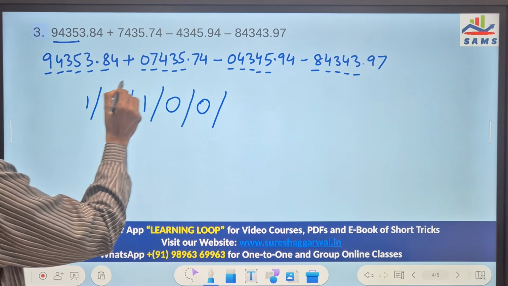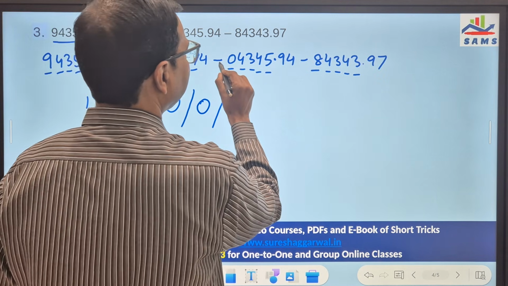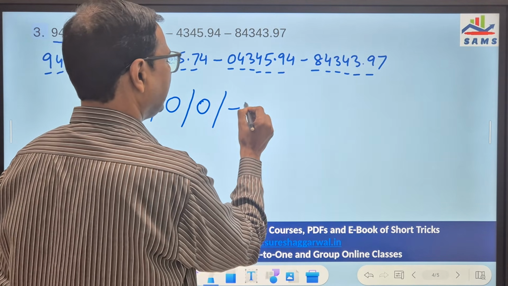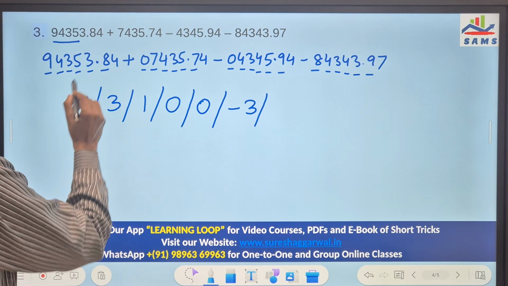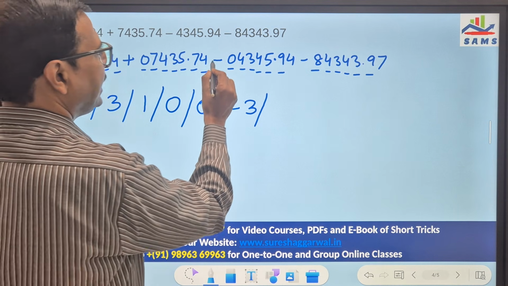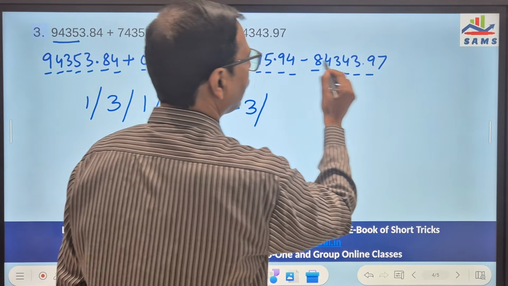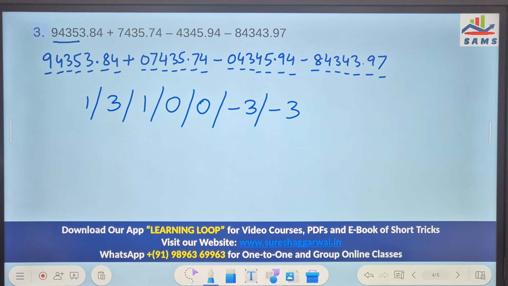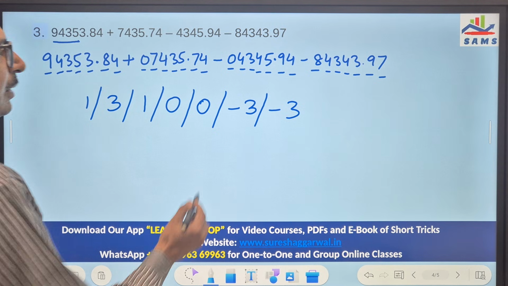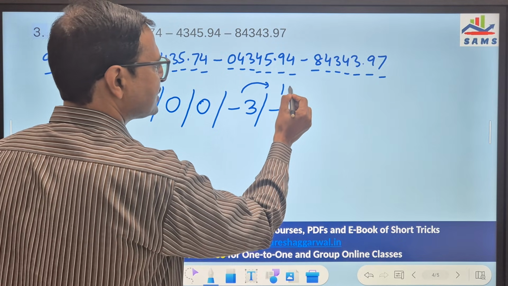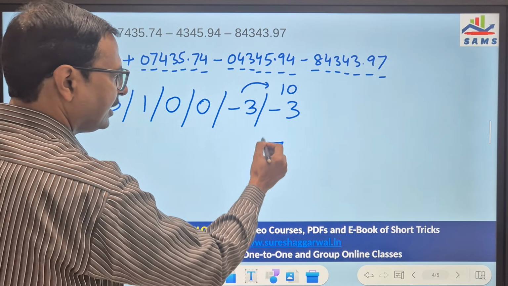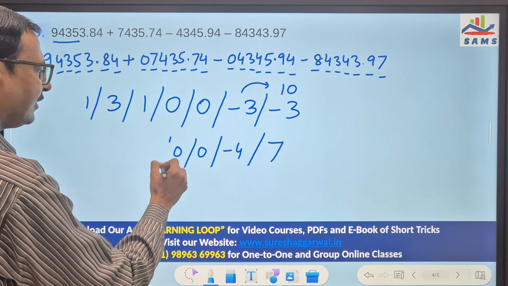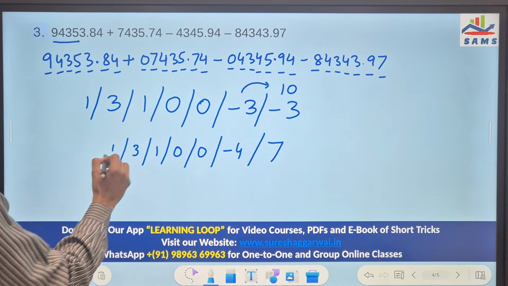Then we have 8 plus 7, 15. 15 minus 9 is 6. 6 minus 9 is minus 3. And then last one, 4 plus 4, 8. 8 minus 4, 4. 4 minus 7 is minus 3. So we have all the numbers here, and we will have our final answer just by borrowing 1 from here, subtracting this from 10. So you get a 7 here and a minus 4 here, and likewise a 0, a 0, a 1, a 3 and a 1 here.